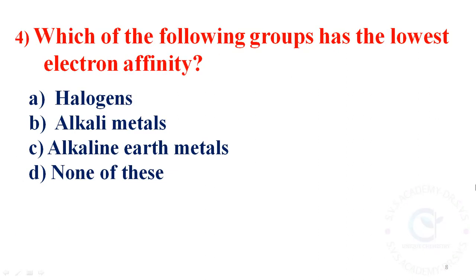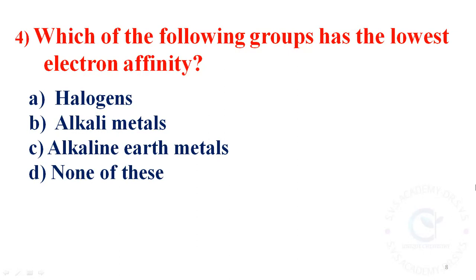The next question: which of the following groups has the lowest electron affinity? Halogens, alkali metals, alkaline earth metals, none of these. Out of the four options given, which has the lowest electron affinity? Electron affinity increases from left to right as effective nuclear charge increases, except for inert gases. So halogens have higher electron affinity.